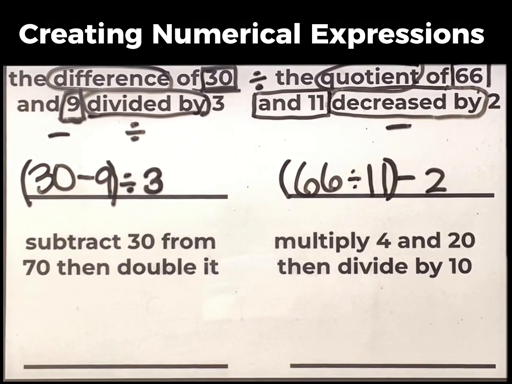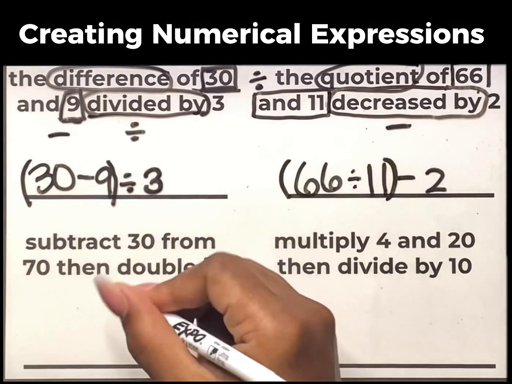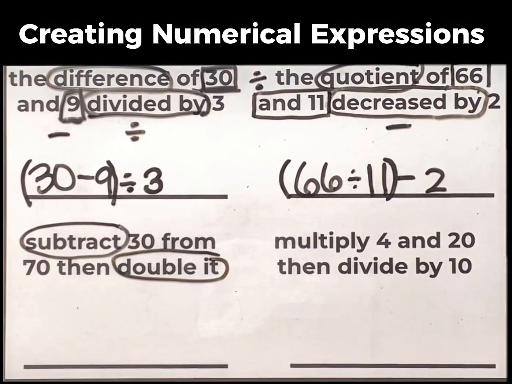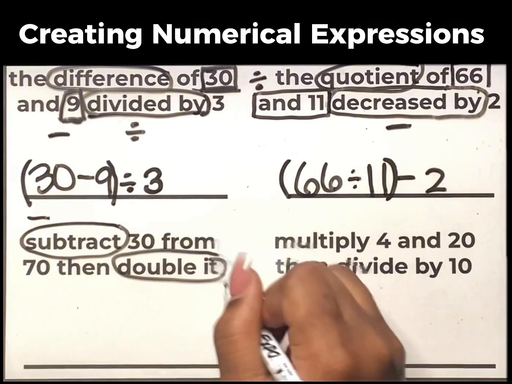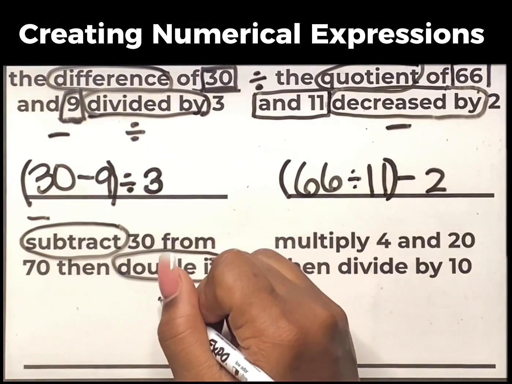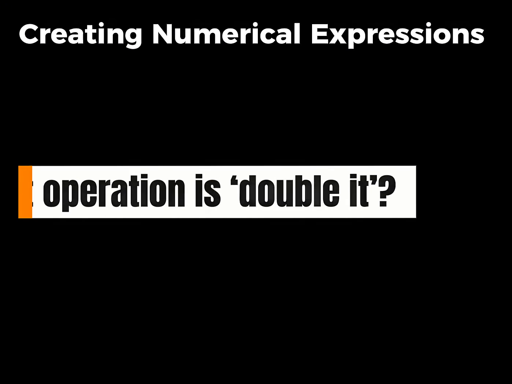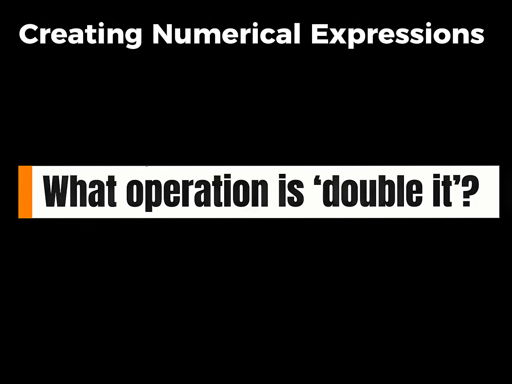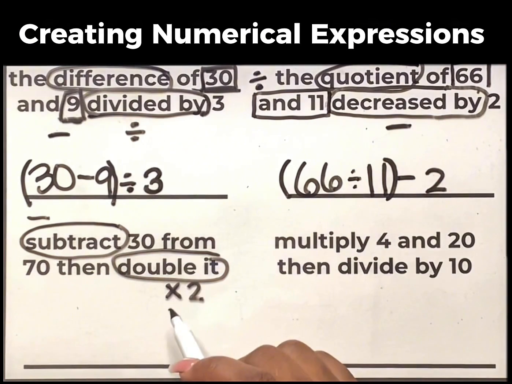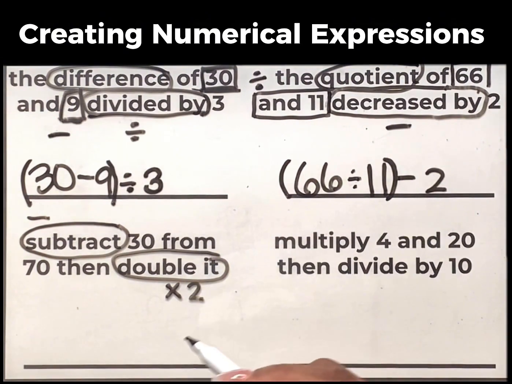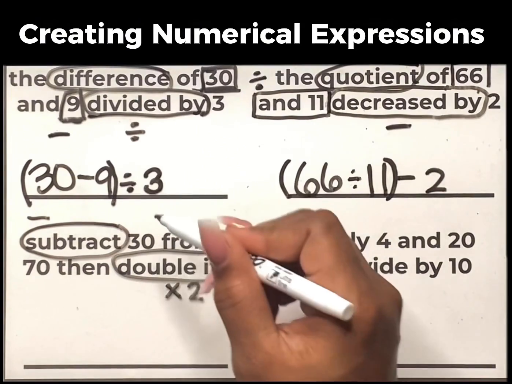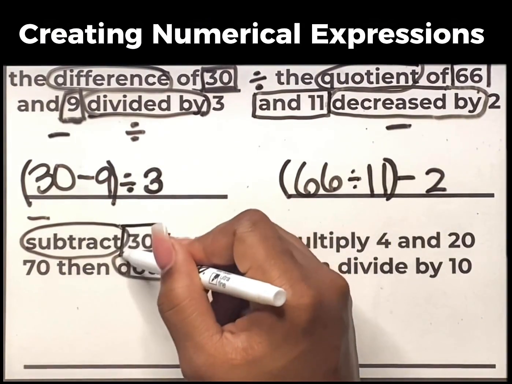Let's try another one. Subtract 30 from 70, then double it. Let's circle keywords. We have subtract, and we have double it. Pause the video. Okay, hopefully you said double it means times 2. Or whatever your amount is, have that value twice. I would just say times 2. Great job. Now, let's look at the numbers.